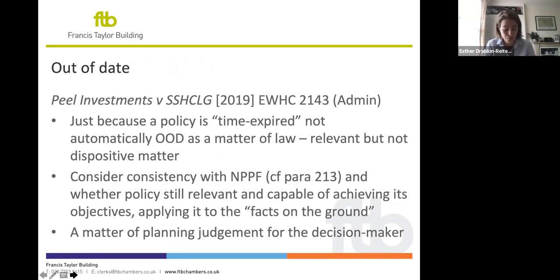This was a case involving 2 refusals of planning permission for residential development and associated works by Salford City Council. Again, these were recovered by the Secretary of State for his own determination, who upheld the local planning authority's refusal. And the court ultimately upheld that decision of the Secretary of State. The relevant policies for the determination of this application were contained in a development plan, which was stated to expire in 2016. And part of the arguments made before the court by Peel Investments were that those policies were time expired and so should be considered automatically out of date as a matter of law.